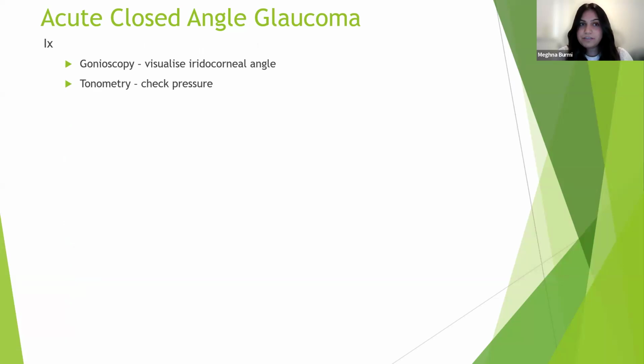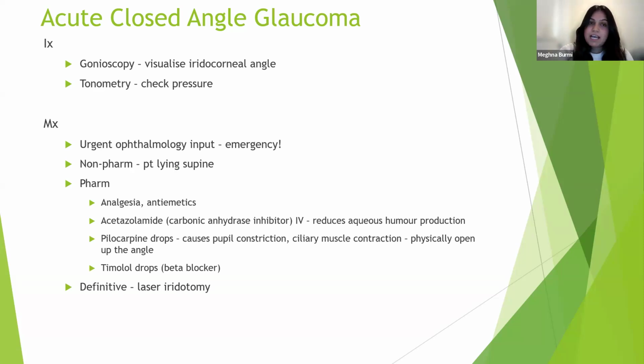So what can we do? We can use this thing called a gonioscope and visualize the angle itself and confirm that it looks like a closed angle. We can do tonometry, which is, if you've been to an optometrist, they shoot a little puff of air onto your eye and check the pressure that way. And that's just to quantify if this patient does have raised intraocular pressure. We manage this very quickly. It's an urgent referral to ophthalmology. Interestingly, the patient lying supine is something that apparently helps in this condition.